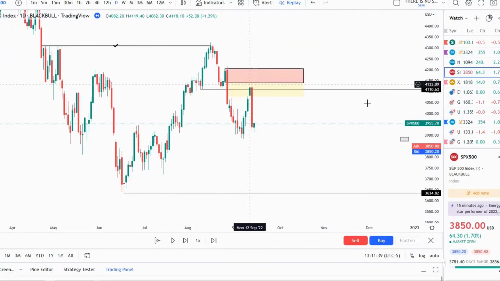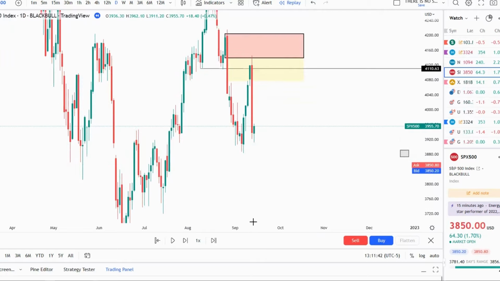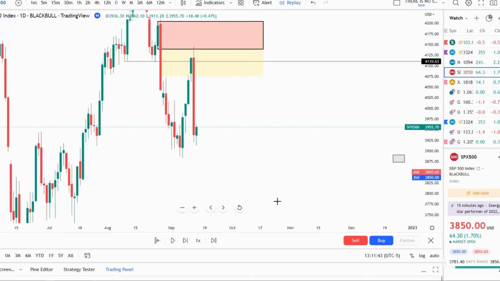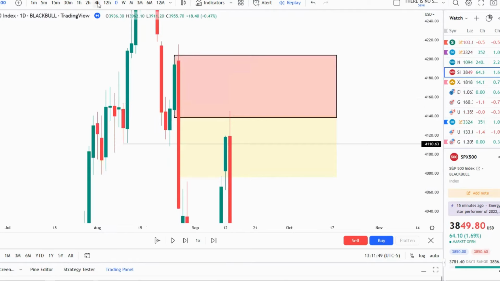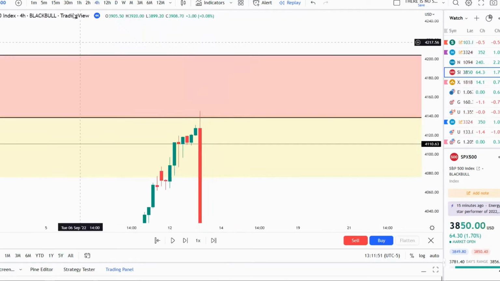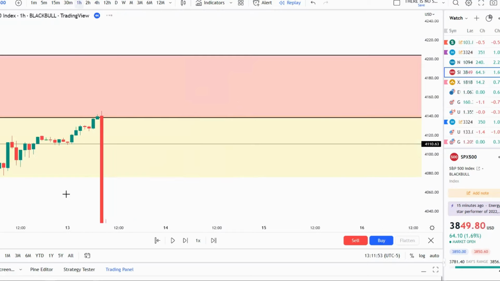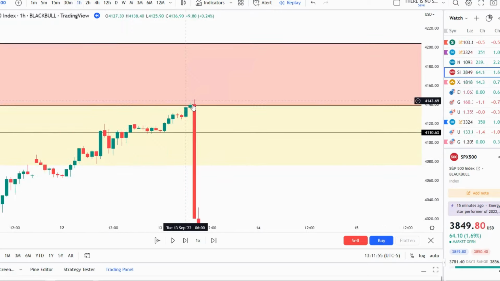10 days later, we come back and we lightly tap into that OB right here. As you can see on the daily time frame, it's a little wick, but maybe it looks something different. On the 4-hour time frame, it's a little wick as well. And on the 1-hour time frame, it's a little wick. So it looks like it was a pretty straightforward entry.